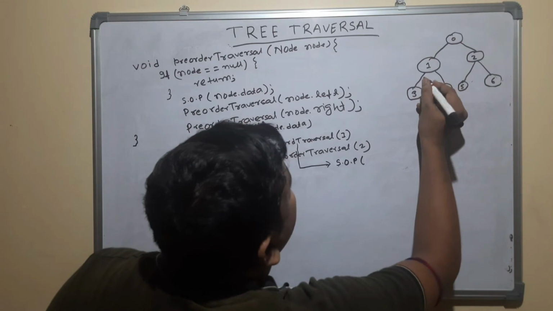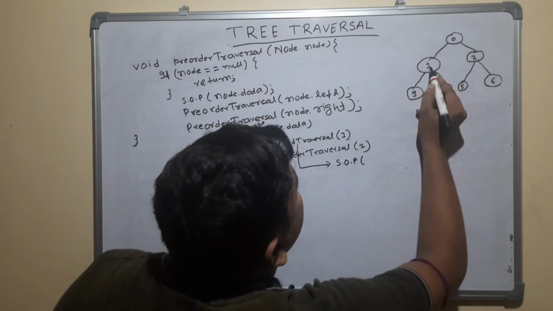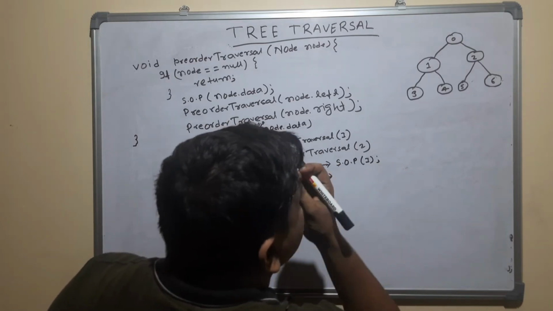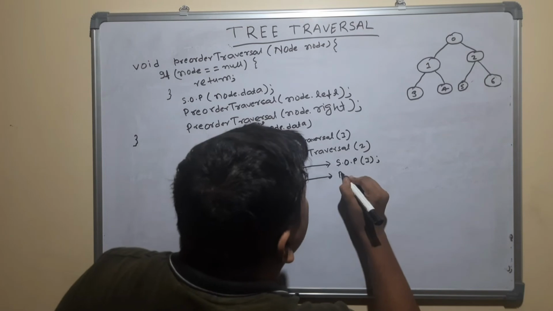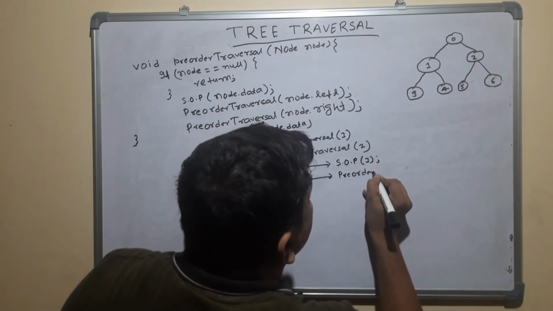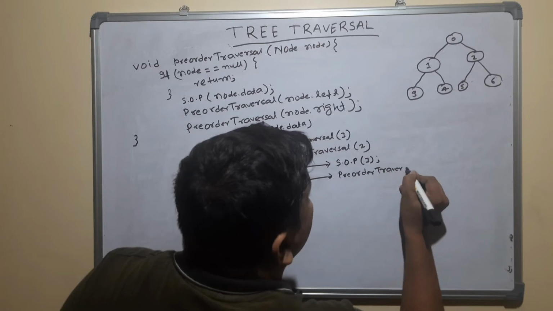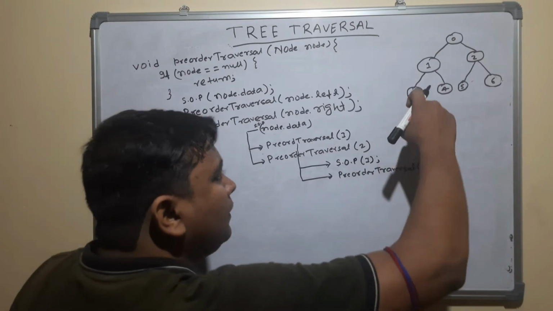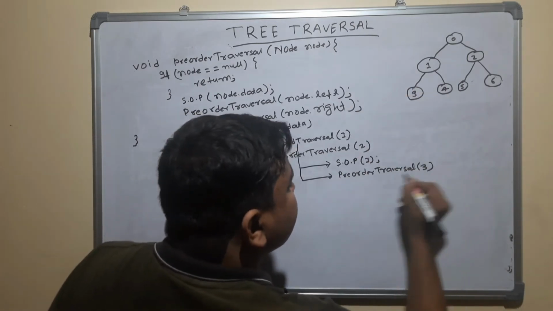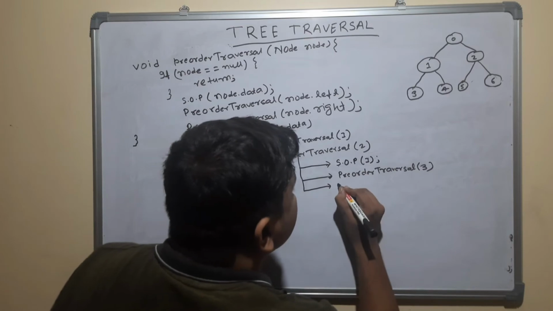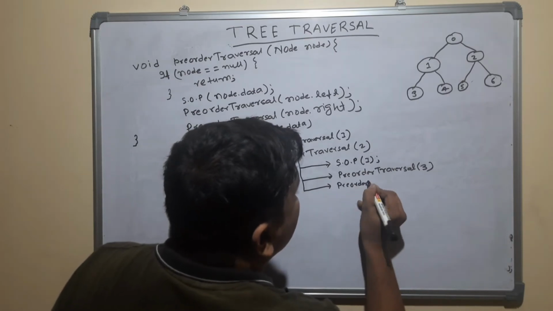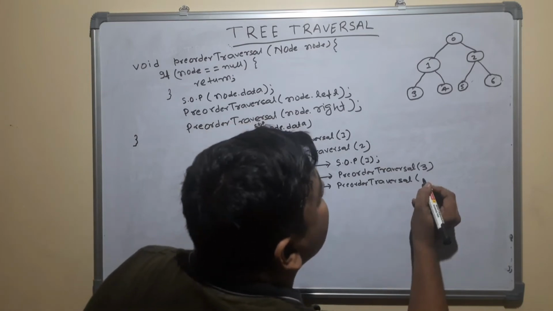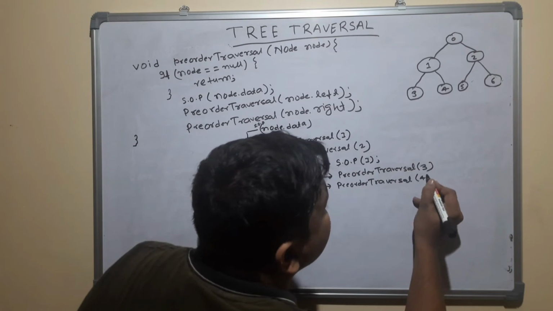So left, root is this one, 1. Then we have to call pre-order traversal of 3. Then it will be called pre-order traversal of the right node, which is 4.